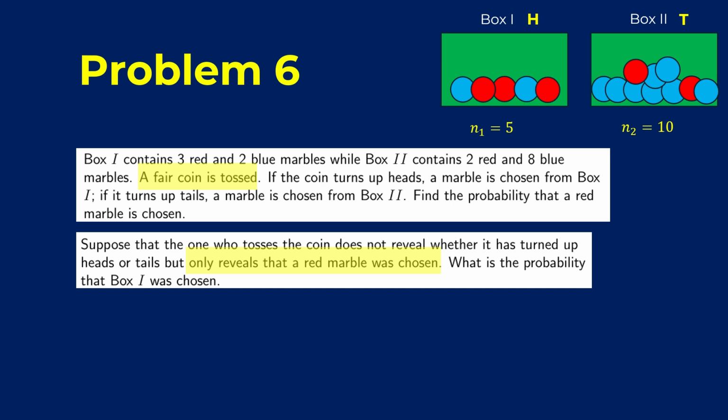In problem 6, we don't know which side turned up in the coin toss, and the only information revealed to us is that a red marble was chosen. We can use Bayes' theorem to calculate the probability that box 1 was chosen.